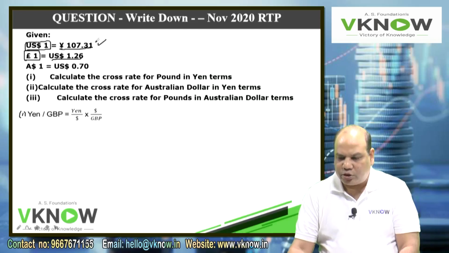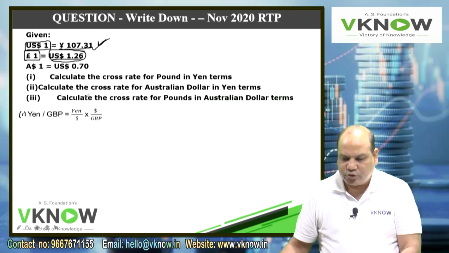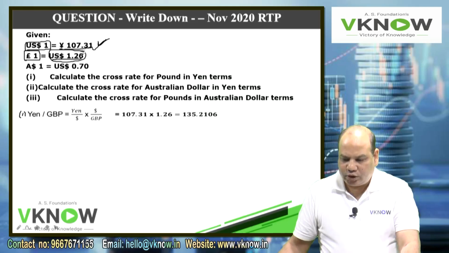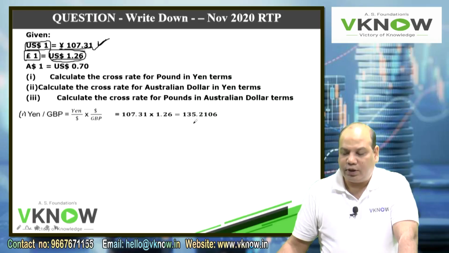Are you given yen per dollar? Yes. So you will take this number directly. Dollar per GBP. Yes, this is the number of dollars per pound. So you just need to multiply 107.31 into 1.26, and that is equal to 135.2106 yen per pound.